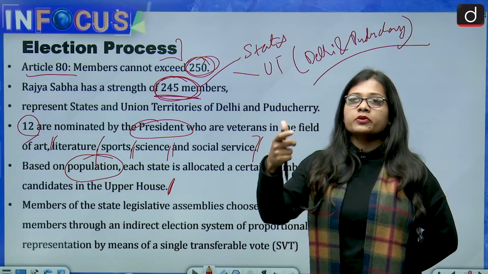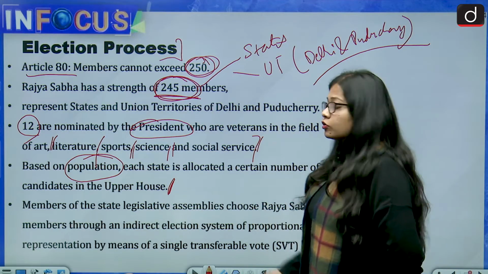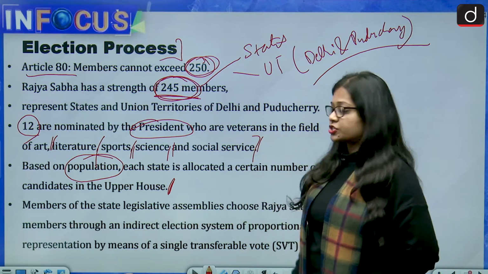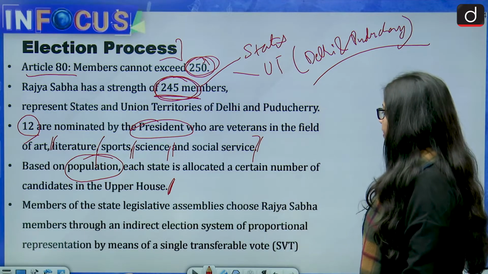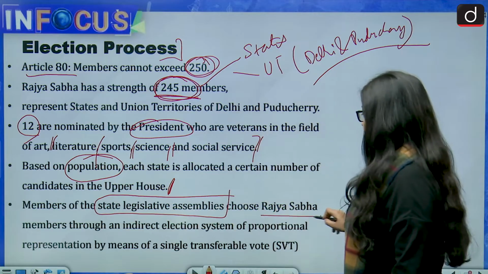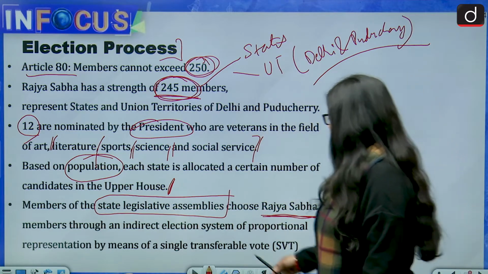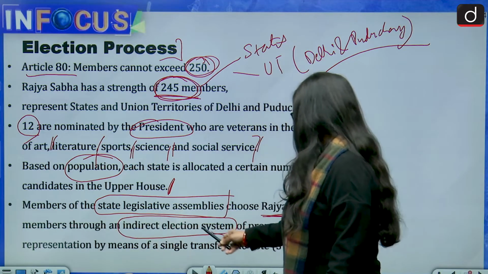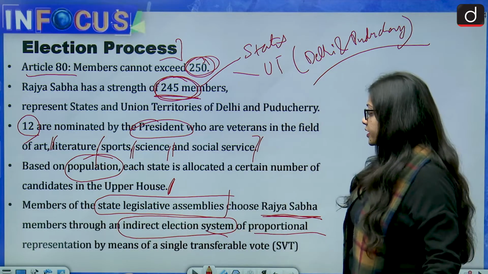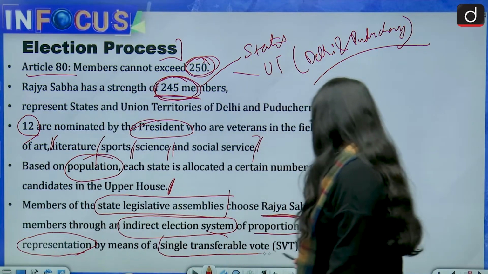So the number of members going into the Rajya Sabha from Goa is 1. So this is with regard to the population. And the members of the state legislative assemblies choose Rajya Sabha members through an indirect election system through proportional representation by means of single transferable vote.